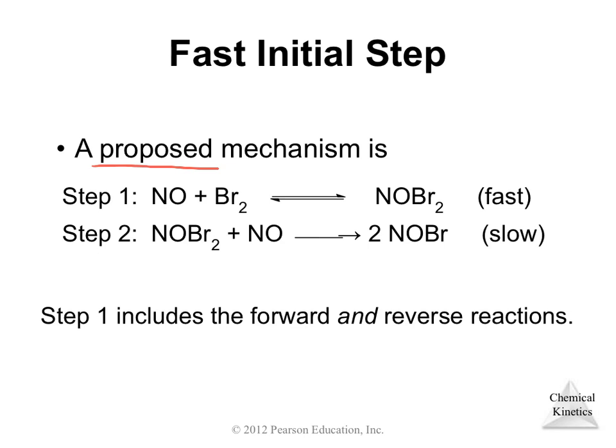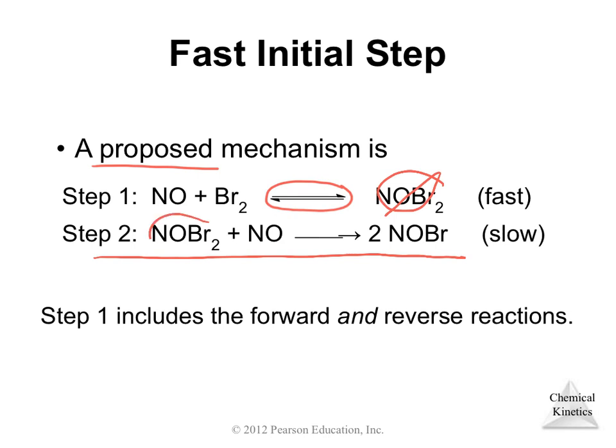So we can see that it has this kind of double arrow here, which means that this reaction is going forwards and it's going backwards, which is going to be helpful for us as we're finding our rate determining step. Okay, so let's just double check that this is going to get us to the right equation. So I see the NOBr2 cancels out. So that is our intermediate.